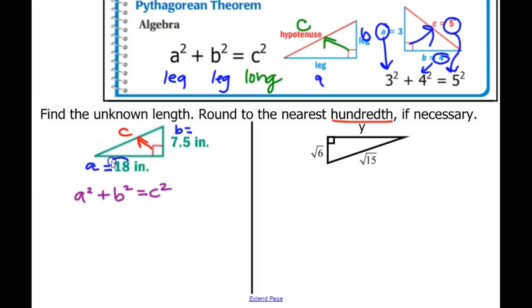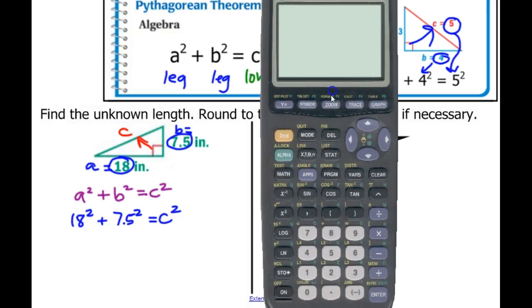So let's use the Pythagorean theorem, a squared plus b squared equals c squared, and solve. So I know a is right here 18, so I'm going to plug in 18 squared, plus b squared, b is really 7.5 squared, equal to c squared. We don't know what c is, so just leave it as c, but it's squared. So now we're going to simplify. I'm going to use my calculator.